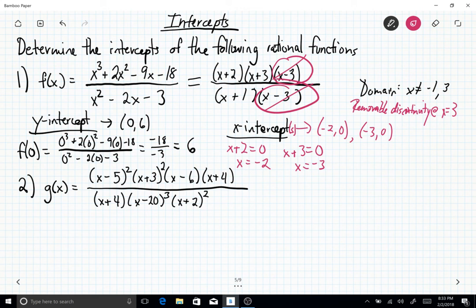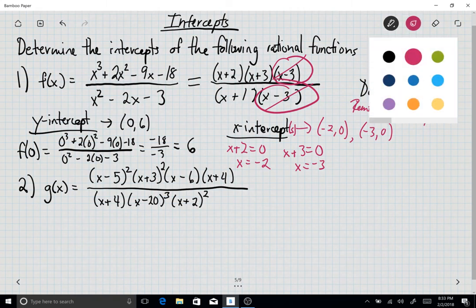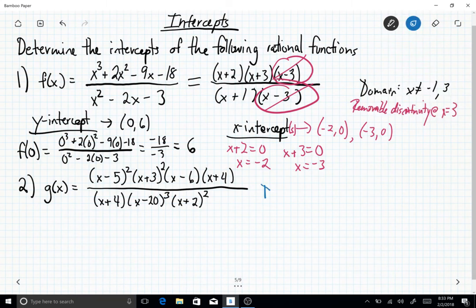Alright, so in our next one, our domain of g of x, so let me go back to blue, I guess. We have to find our domain, make sure we have no problem points. You just set the denominator equal to 0. You have x cannot equal negative 4, positive 20, and negative 2. Even though you see this square and the cube there, that's not going to make a difference whatsoever.